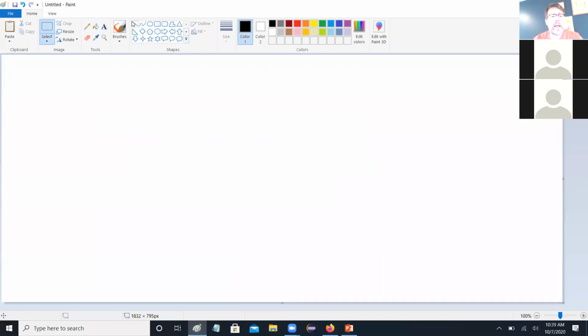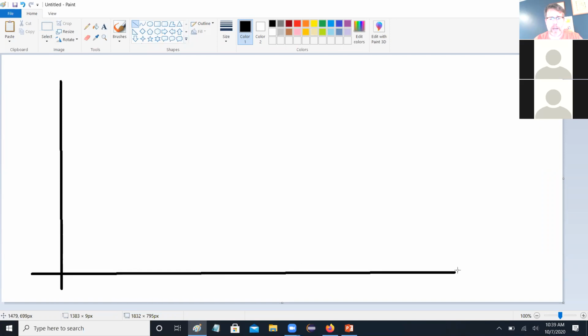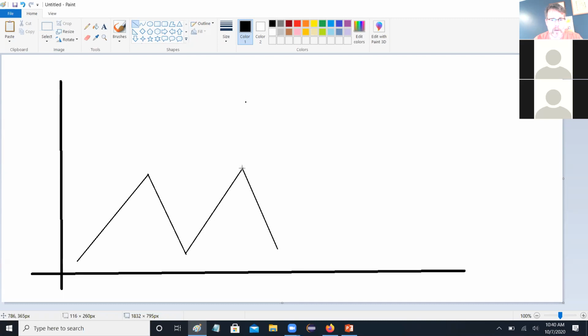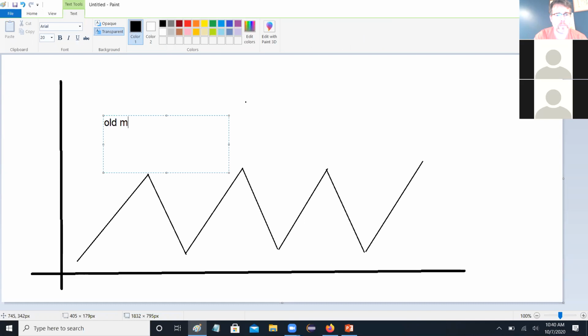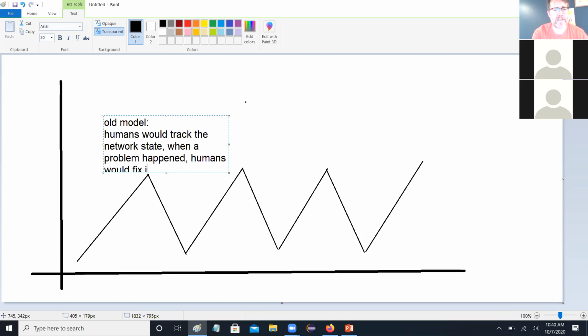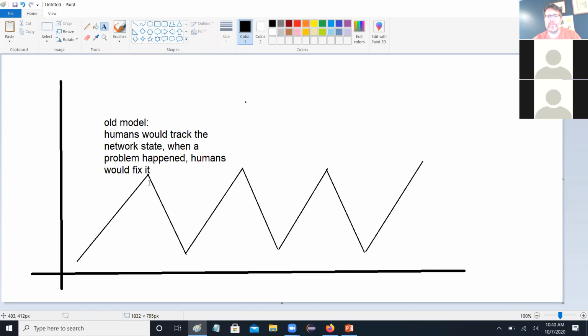So, in the old days, how would people recognize there was a problem, right? Your network traffic would reach some kind of crisis point, and crash. Okay, so I'm just drawing this as some kind of sawtooth pattern. Old model, humans would track the network state, right? When a problem happened, humans would fix it. Okay, so when the network gets busy, eventually it gets overloaded, maybe some things crash, humans have to intervene.